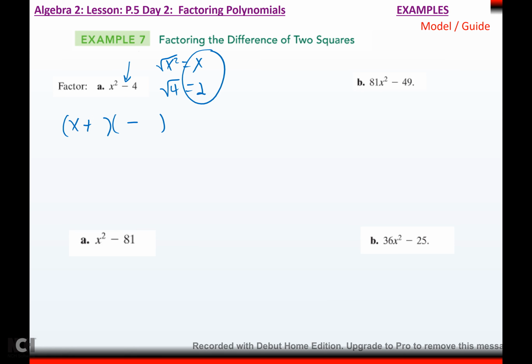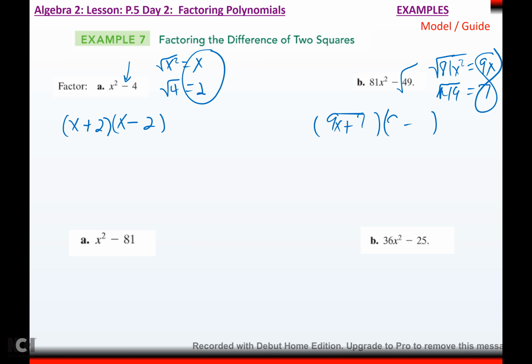There's my two terms, x and 2, x and 2. Okay, check your three things. The square root of 81x squared, perfect? Yes, it's 9x. Square root of 49 perfect? Yes, it's 7. So bino, bino, plus and minus. And my two terms are 9x plus 7, 9x minus 7.